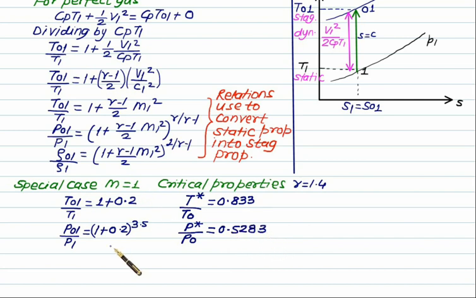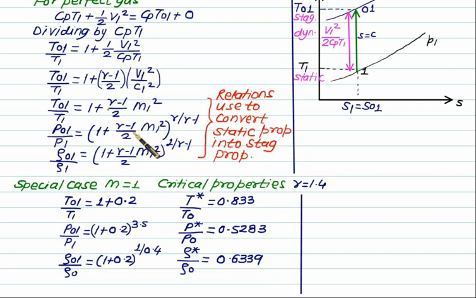Similarly, we have rho 01 divided by rho 0 equal to 1 plus gamma minus 1 divided by 2 times Mach number, which is the same 0.2. This time the power is 1 divided by 1.4 minus 1, that is 1 divided by 0.4. In that case, we have the density divided by stagnation density at the critical point equal to 0.6339. This ratio we can confirm.